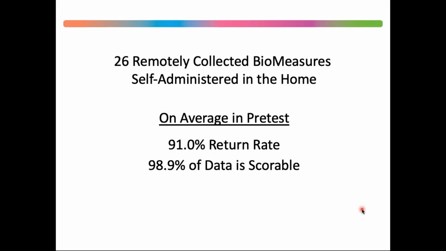So we have 26 remotely collected biomeasures that people self-administered in their homes. On average, it was a 91% return rate, and of those that were returned, 98.9% of the data is scoreable.